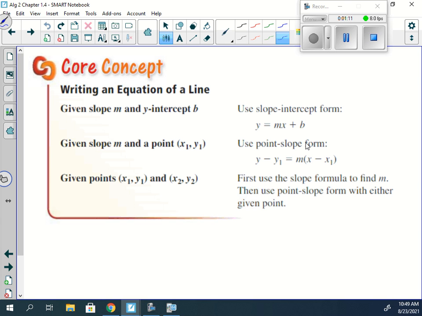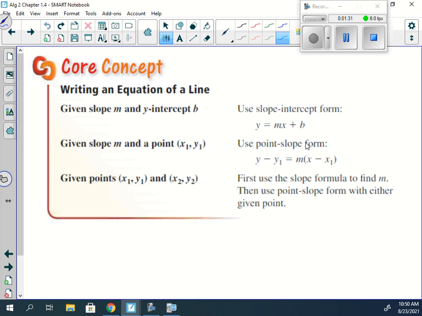Now, the second one is our point-slope form. If we're given the slope and a point, we use point-slope form, because we're given a slope and a point. Point slope. You're given a point and the slope. So we'll use that equation to find the equation of the line.